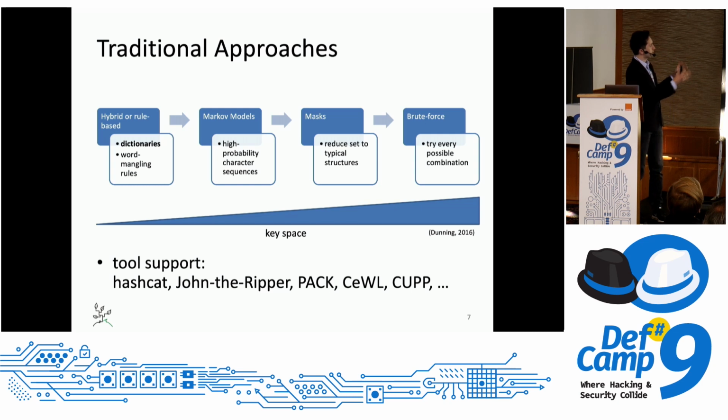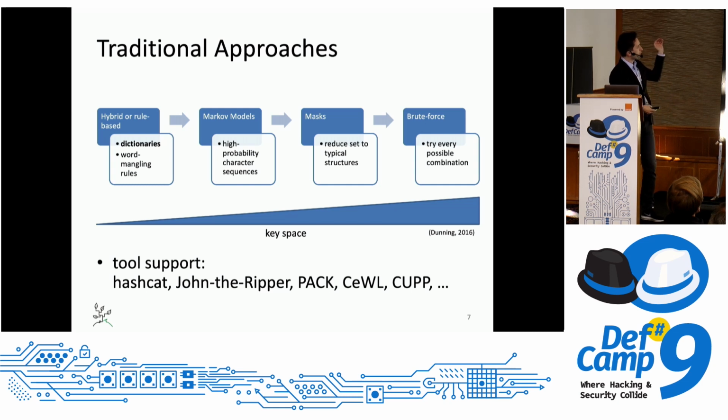So usually when you attack passwords, there are 4 ways to do so. Many times they get combined. The basic approach is a hybrid or rule-based approach, which is basically using a dictionary and using word mangling rules by some tool. You could also use Markov models or any statistical methodology to use high probability character sequences. Or you could use masks, which reduce those passwords to common structures. And then, of course, there's brute forcing, where I basically try out every combination.